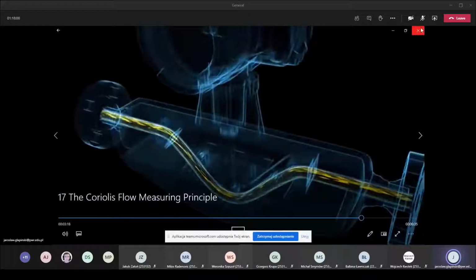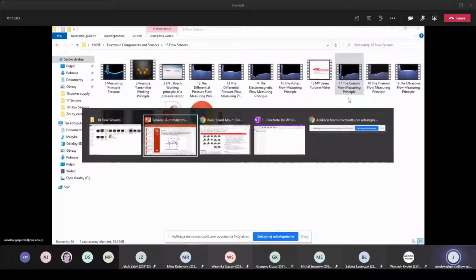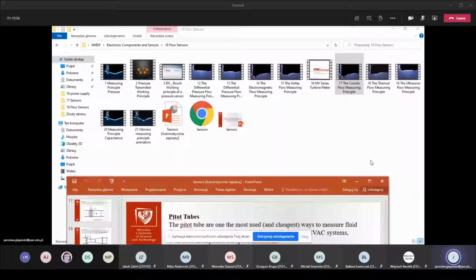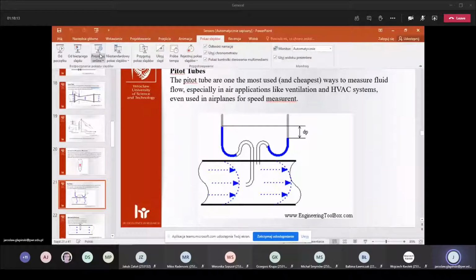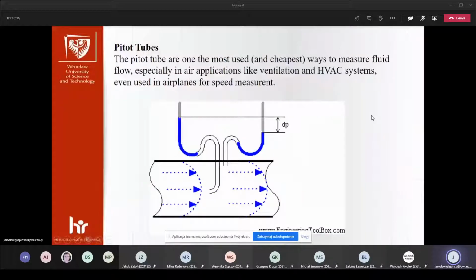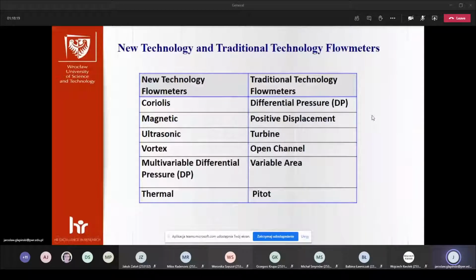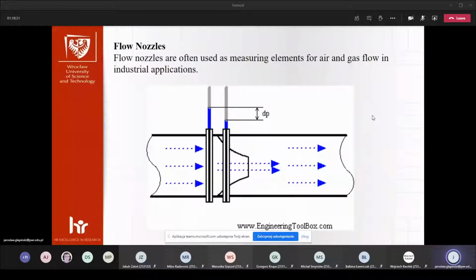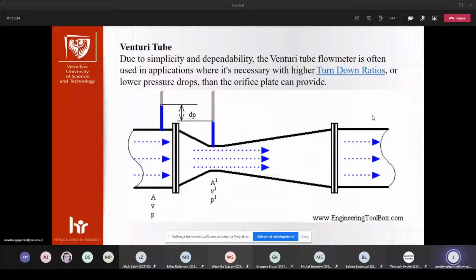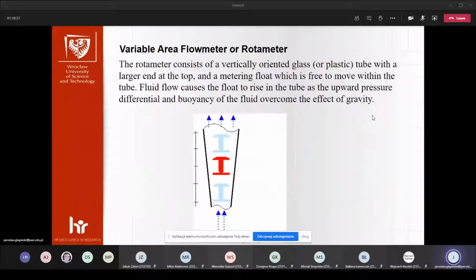Okay, so that was the example of the Coriolis effect principle of operation. So, for summarizing, we had the orifice plate, the Pitot-type tube principle, and the measurement of the differential pressure as the measurement of the flow. So we've got the orifice plate, nozzles, and Venturi tube, which are different solutions. We could find some flow meters especially for air measurement, flow measurement of the air.